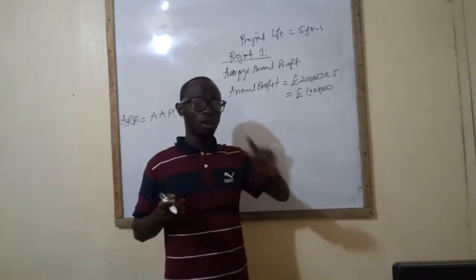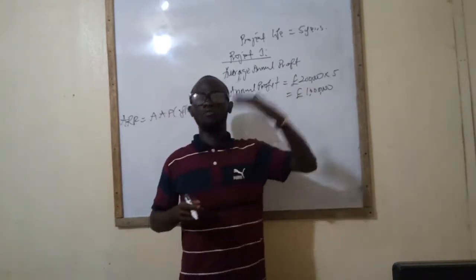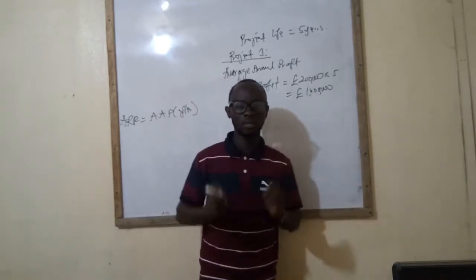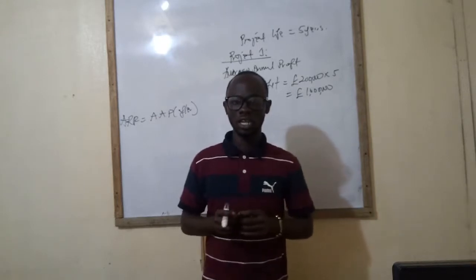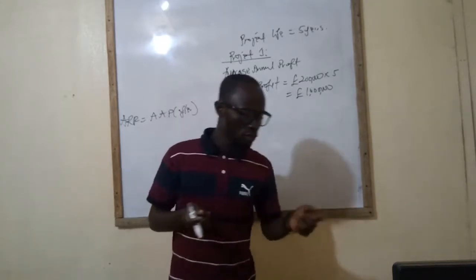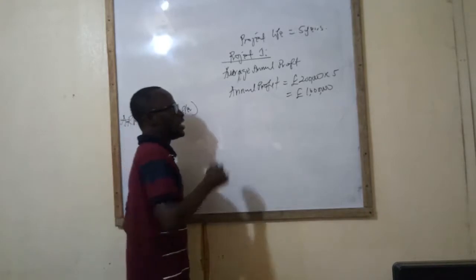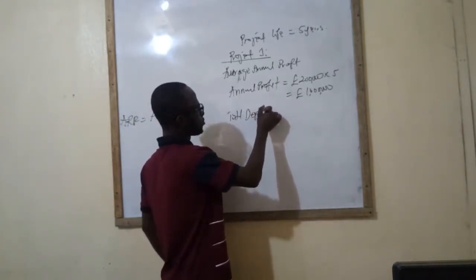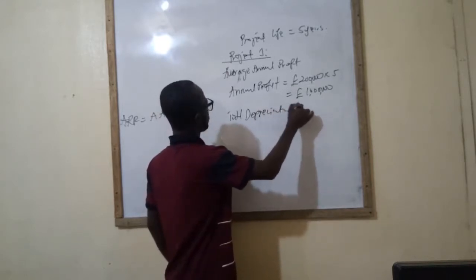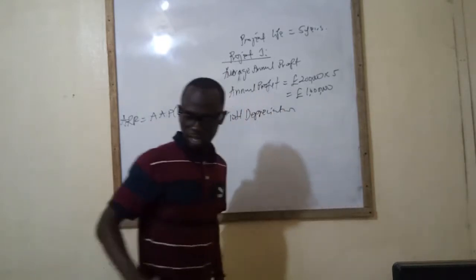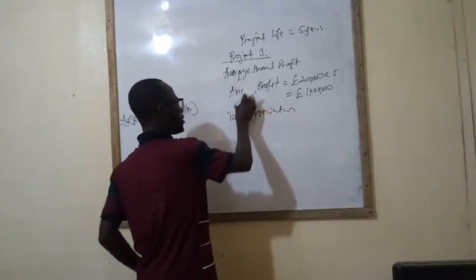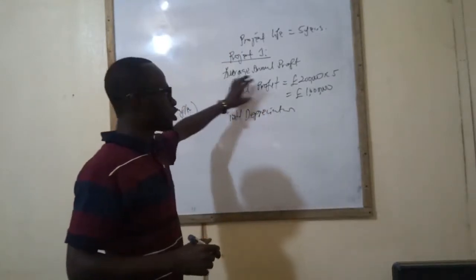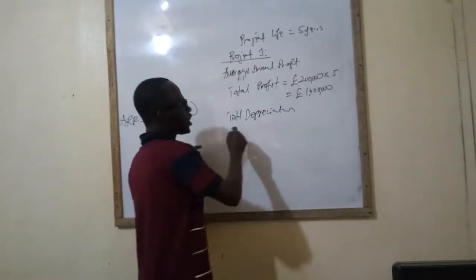How do we know that? Because we are told that this profit is receipts less payments. If it is receipts less payments, it means it hasn't taken depreciation into consideration yet. So if we look at the assets, we are told the cost of the assets, so total depreciation. So this is not annual profit, I think that is an error there. That will be the total profit for the 5 years. So let's look at total depreciation.